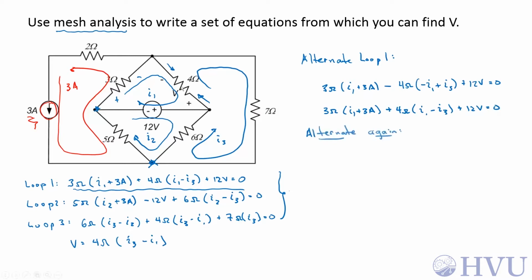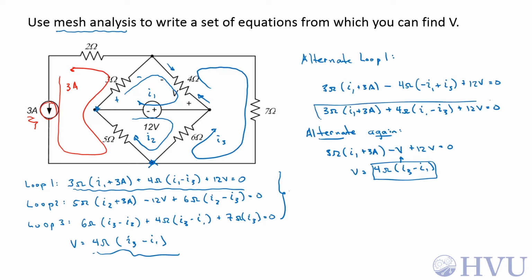Another alternate, if you want to, you can just keep the variable name V. So if I do 3 ohms times I1 plus 3 amps, I see the negative terminal on V, so minus V plus 12 volts is equal to 0. And then I write another equation for V, which is the same one that I have down here. V is equal to 4 ohms times I3 minus I1. If I substitute this in up here, I get the same thing that I got up here. As long as you're consistent, it doesn't matter.